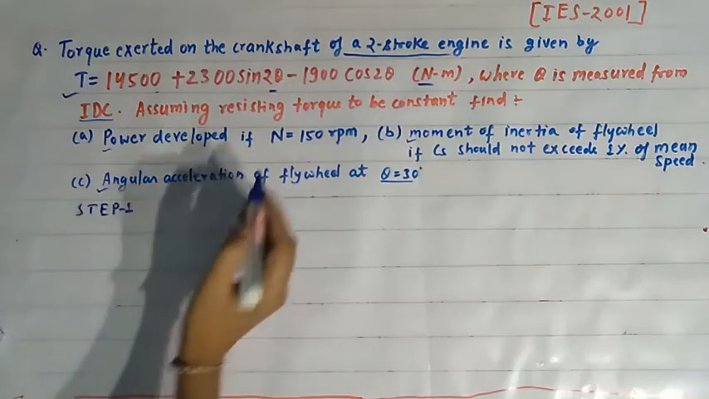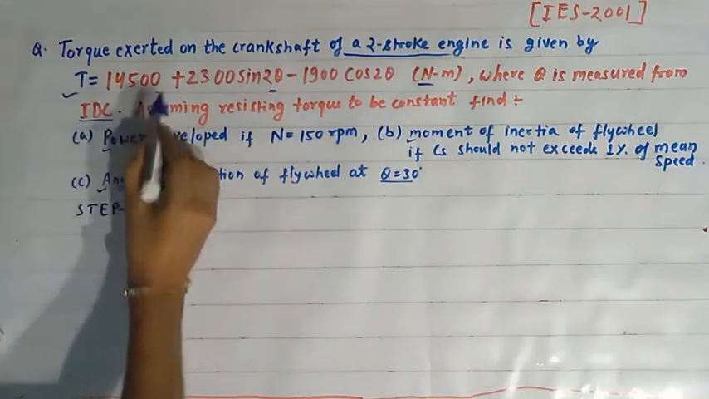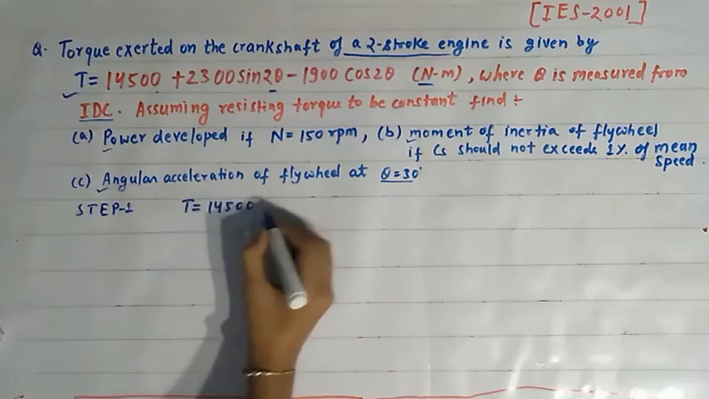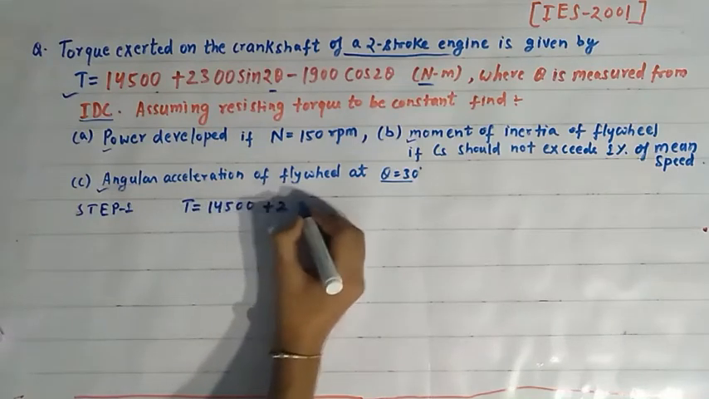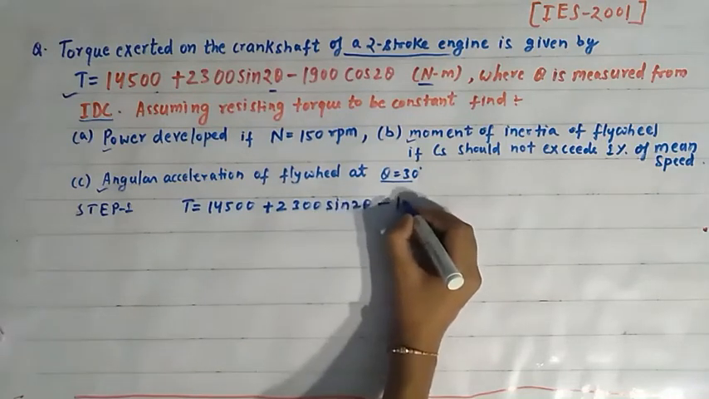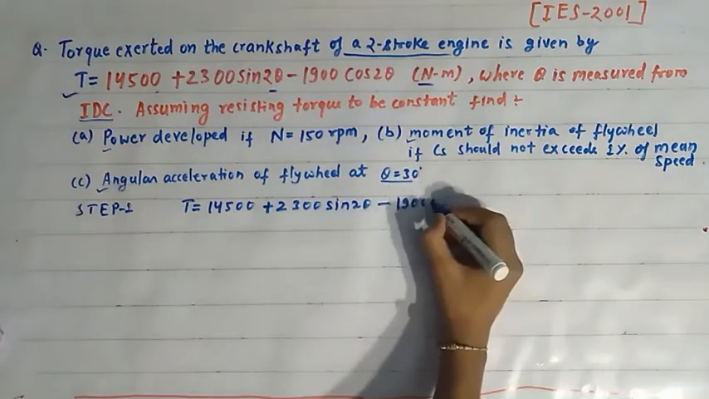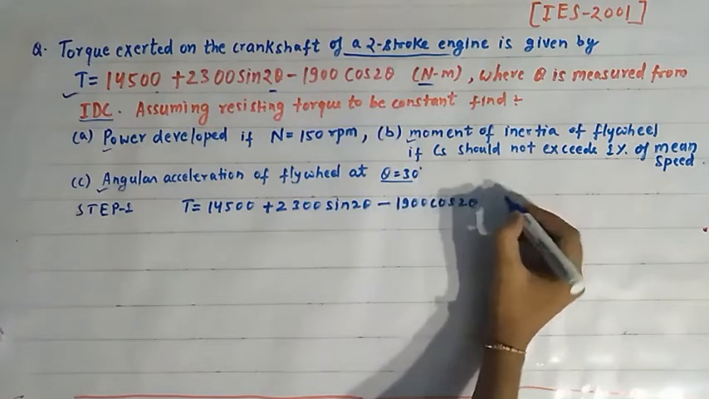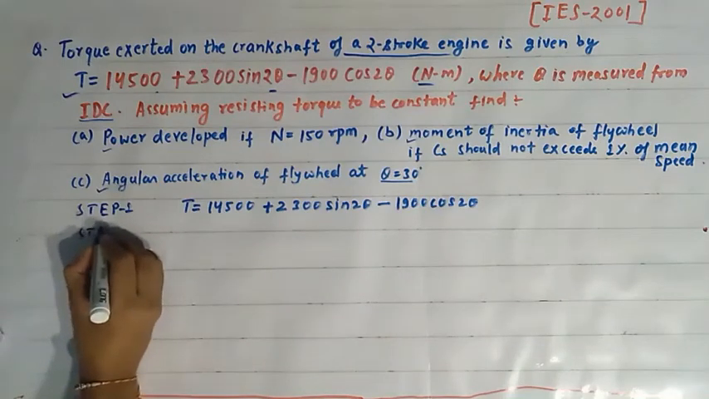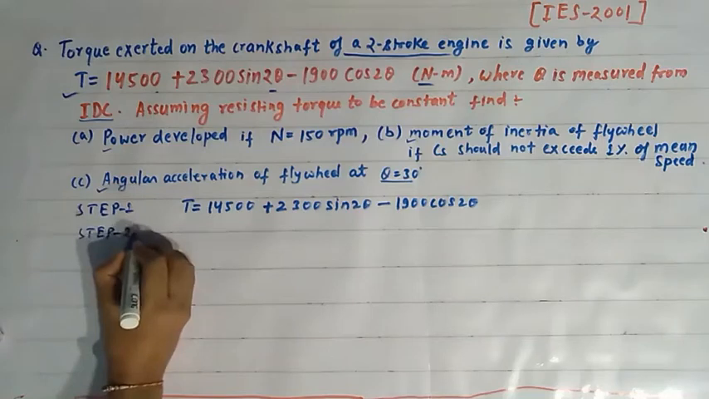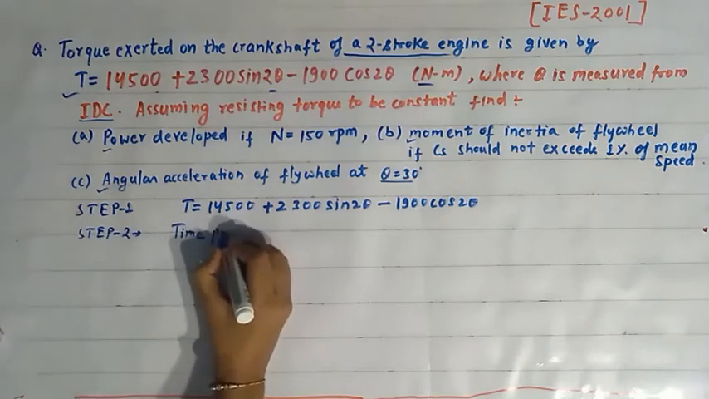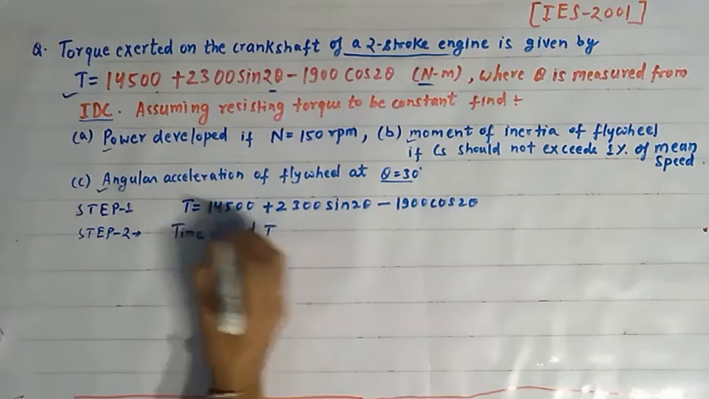Step number 1 is we have to write the torque equation. So this is our torque equation: 14500 plus 2300 sin 2 theta minus 1900 cos 2 theta. Okay, now friends, in the next step we have to find the time period of this expression, that is, the time period of this torque function.